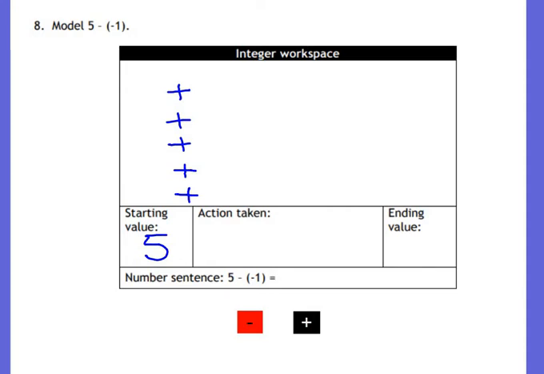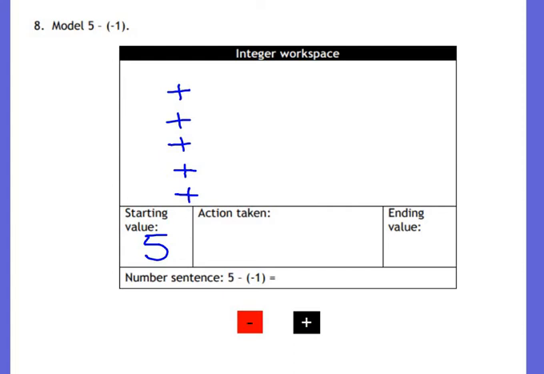Adding chips or taking away? Taking away. What kind of chips do I need to take away? How many? What type of chips? Negative. I need to take away a negative chip. How many negative chips? 1. Do I have a negative chip to take away? So I have to get creative. So what do I need to do?